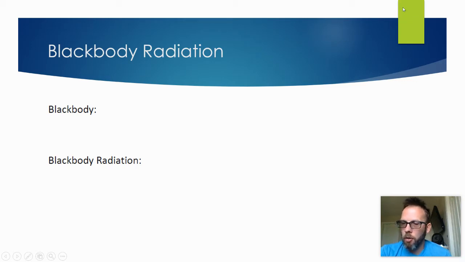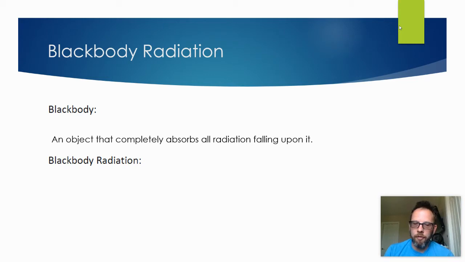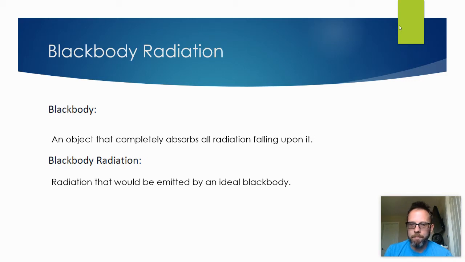Our discussion on the particle theory of light, and how light was shown to be a particle as well as a wave, begins with black body radiation. A couple definitions to start, and then I have an applet to show you guys. A black body is an object that completely absorbs all radiation falling upon it. And black body radiation is radiation that would be emitted by an ideal black body.